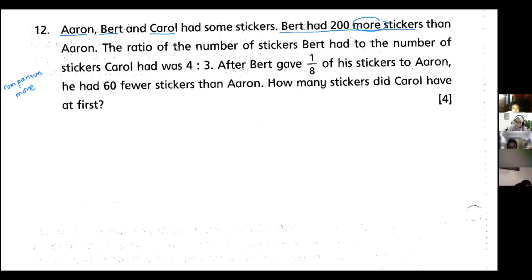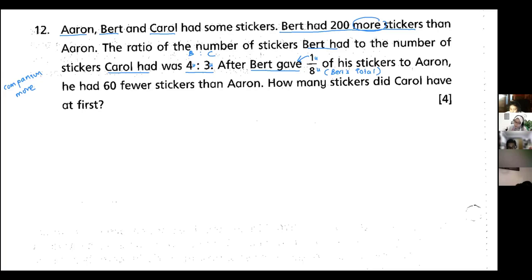Okay? Then you see the ratio of the number of stickers Bert had to the number of stickers Carol had was 4:3. Bert is to Carol, right? This is units, this is units. After Bert gave 1/8 of his stickers to Aaron, okay? So this is unit, this is unit, this is gave. This is Bert's total.